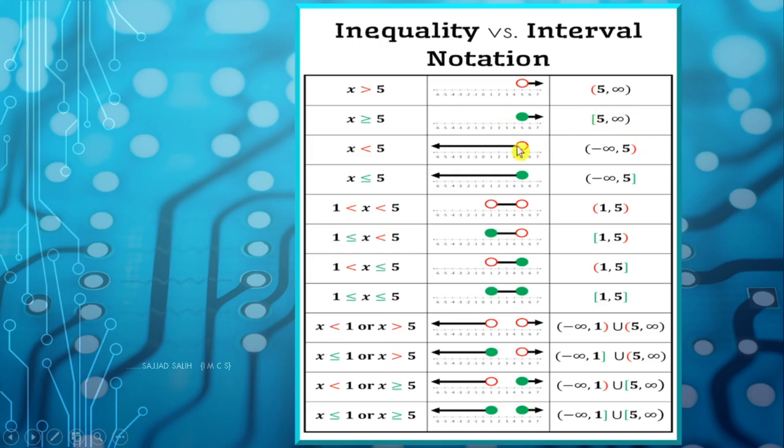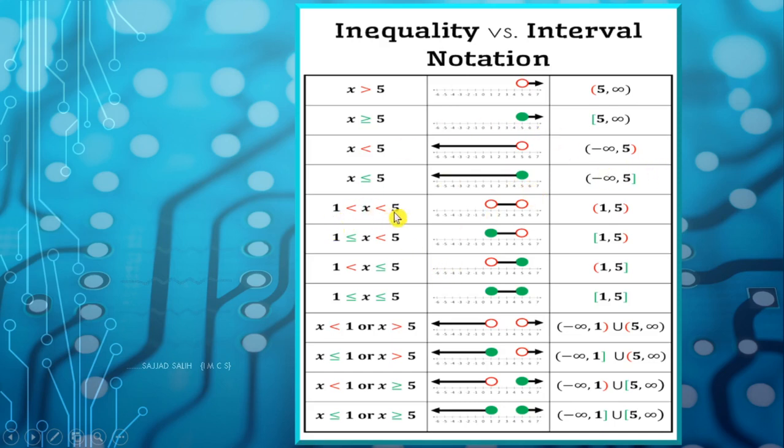Infinity is not included. x less than 5: from here, 5 is not included, but 4, 3, 2, 1, 0, negative 1, negative 2, negative 3, negative 4, negative 5, negative 6 are all included in this interval. Then we define the interval notation (−∞, 5). Now x less than or equal to 5: here 5 is also included, and these points are also included in this interval. We define (−∞, 5]. Negative infinity means all the points from 4 down to negative 6 are open and 5 is closed in this interval.